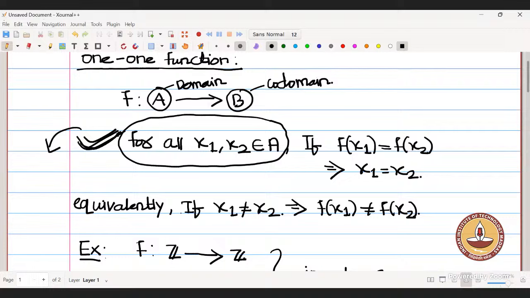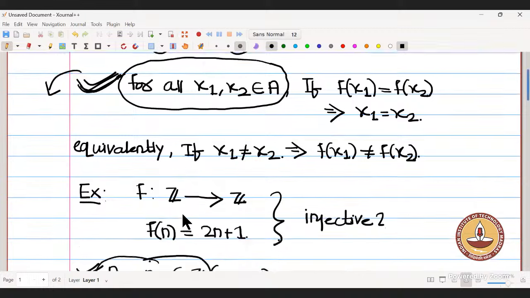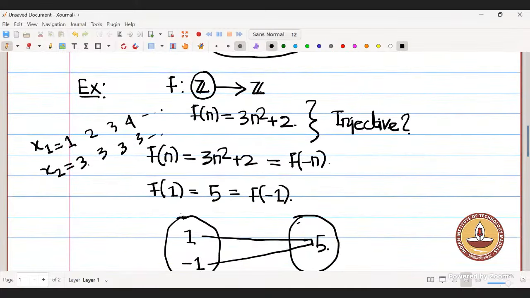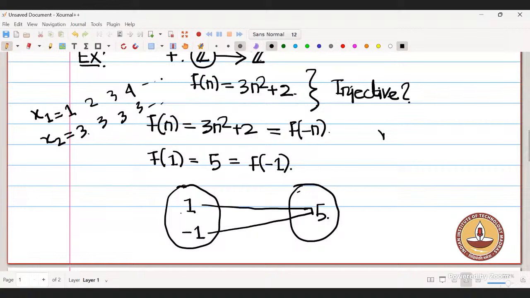I have to see what it means for this to be not true. This statement is saying this condition should hold for all possible x1 and x2, right? I can show that this condition is not true if I can provide you two values x1 and x2 for which this condition doesn't hold. That is what I'm doing when I'm trying to prove that this function is not injective: I'm providing you one possible pair x1 and x2 for which this condition doesn't hold.